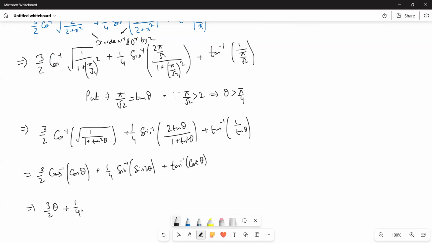Now this is where you have to be careful. The whole reason of doing this: theta is greater than pi by 4 implies 2 theta would be greater than pi by 2. So 2 theta is an angle in the second quadrant, which is outside the range of sine inverse. The range of sine inverse is minus pi by 2 to pi by 2. So what would happen for the angle in the second quadrant? We'll apply the formula of the second quadrant, pi minus theta. And plus tan inverse of cot theta would be pi by 2 minus theta.